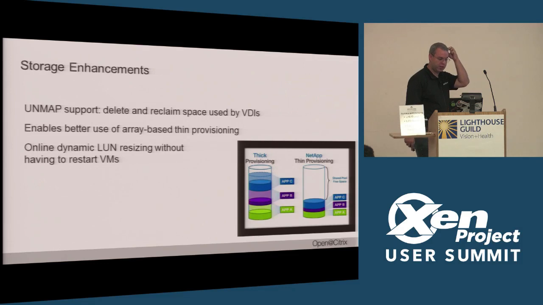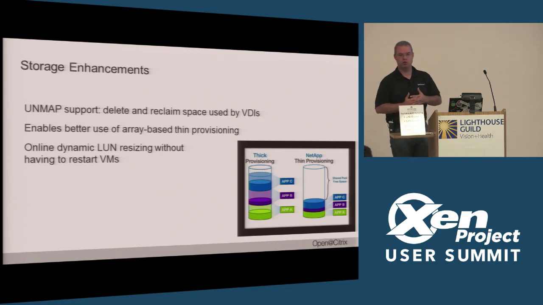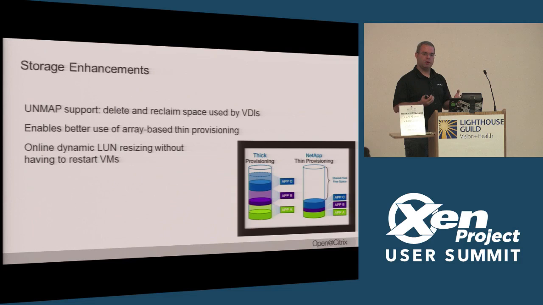So speaking of storage enhancements, one of the big things that we're adding in is unmap support for shared iSCSI. For those of you who aren't familiar with what unmap is and have heard of trim, trim is the ATA command, unmap is the SCSI command. They're fundamentally equivalent. The idea being that with unmap, we won't have as big a storage footprint for the running VMs as we currently have.